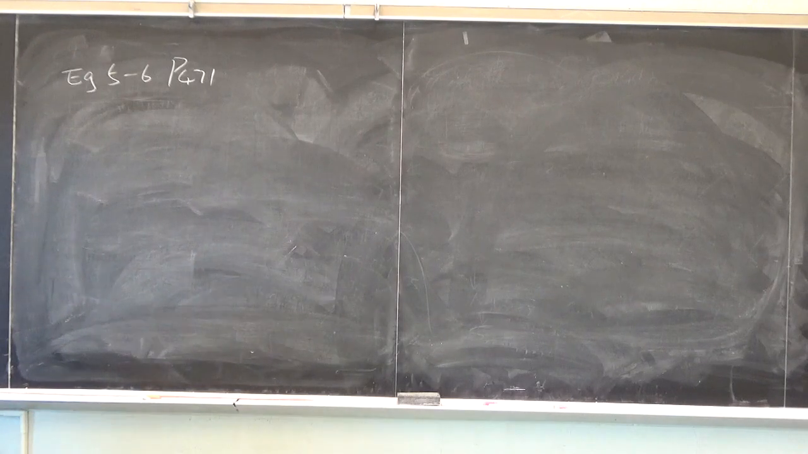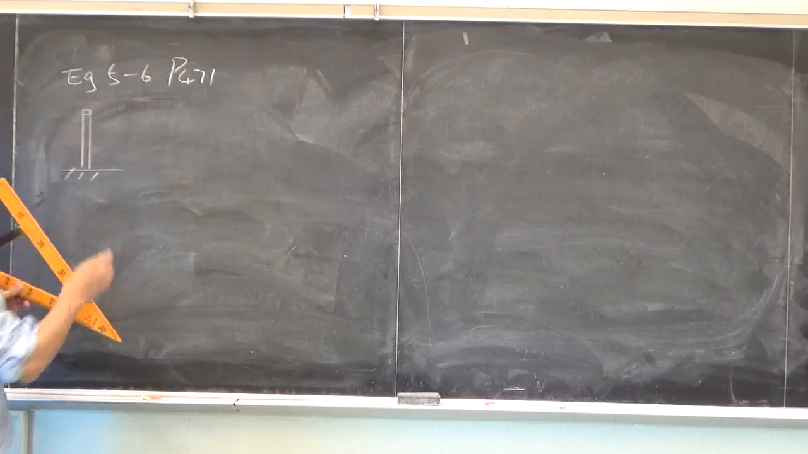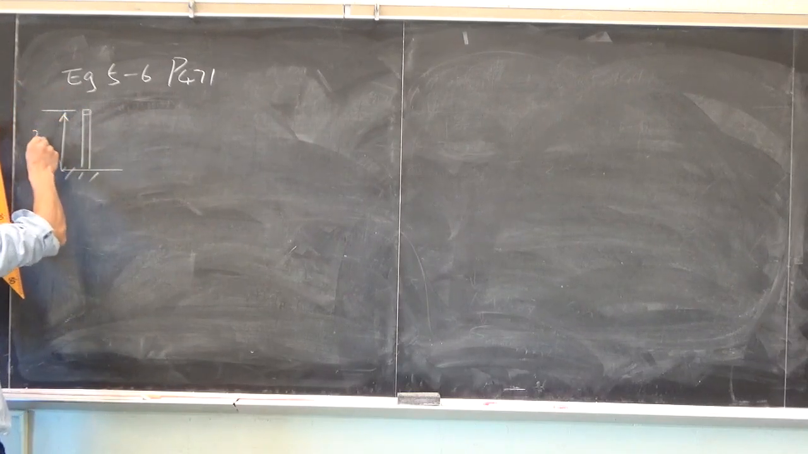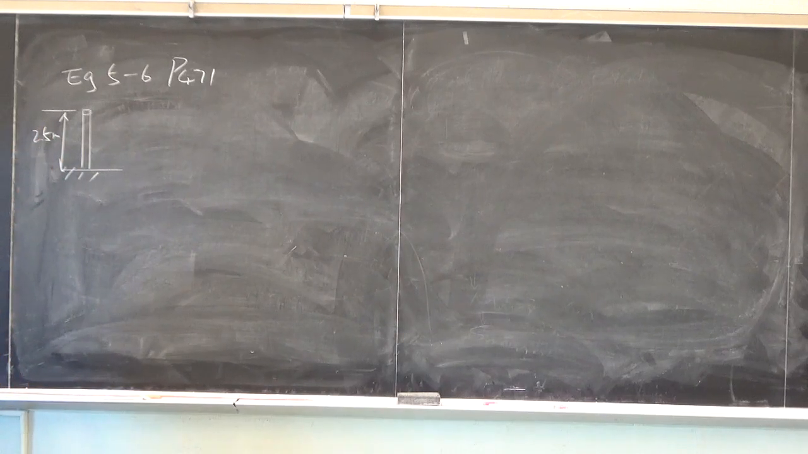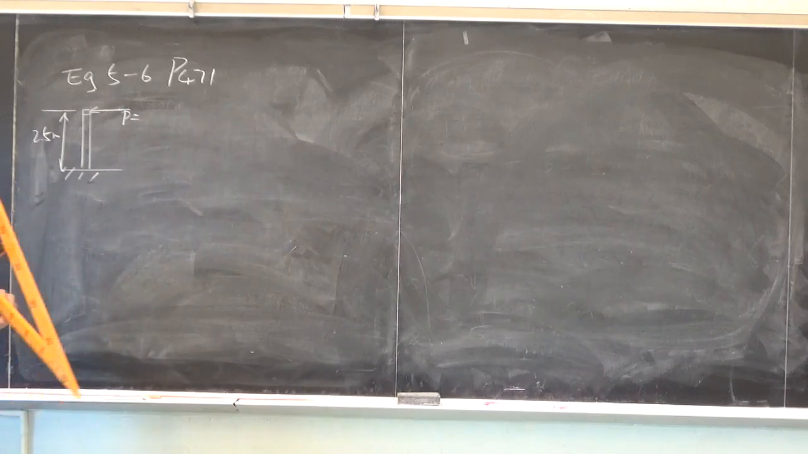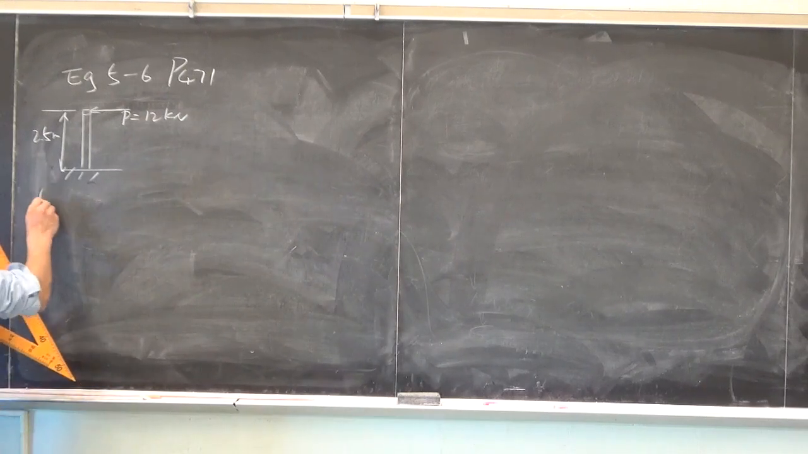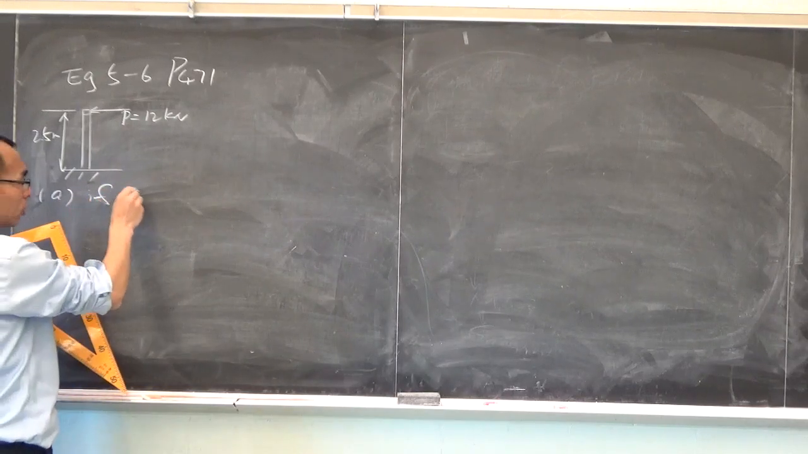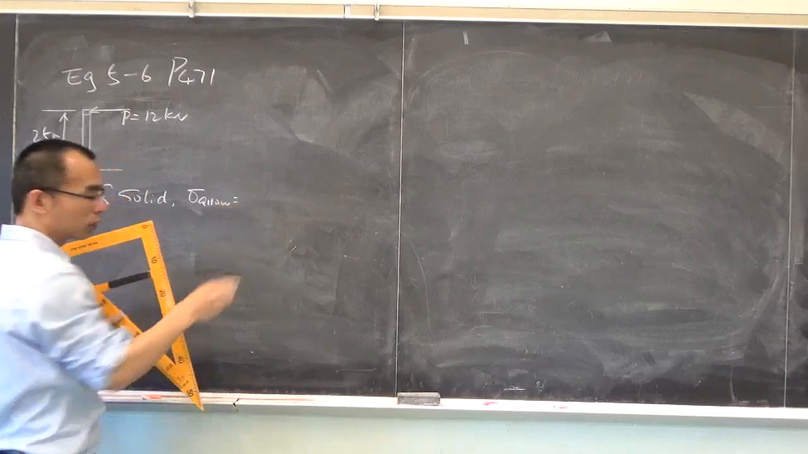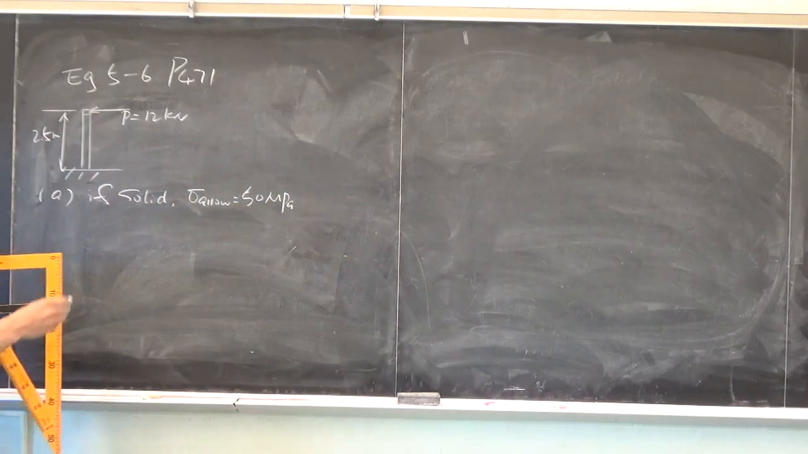So we have a vertical post. Then the height is 2.5 meters. And we give a lateral load, okay? P is equal to 12 kilonewtons, okay? So the first question: if the post is solid, okay, and also the allowable stress is equal to 50 megapascals, what should the diameter be?